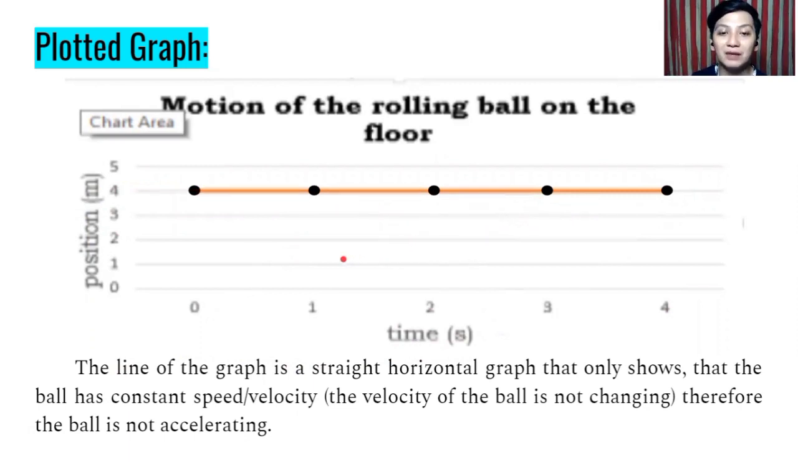Okay, so the line graph is a straight horizontal line that shows that the ball has a constant speed or velocity. So the velocity of the ball is not changing. Therefore, we can say that the ball is not accelerating, kasi yung speed niya constant, meaning to say, hindi nagbago. It stays the same. Maliwanag? Kasi naka-reach siya doon ng 4 meters per second lang yung kanyang takbo. Okay?